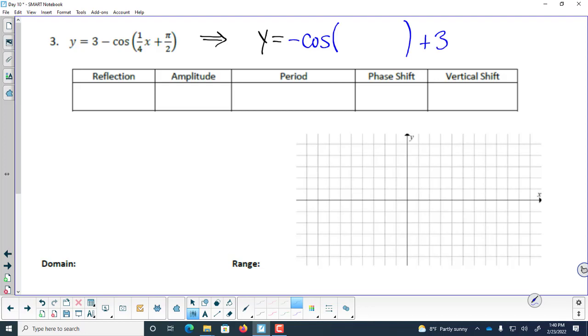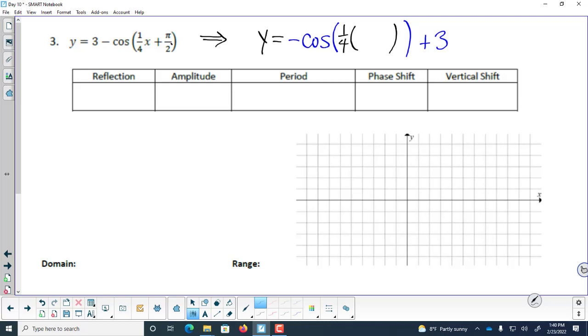That is optional. There is something we must do, though, before we ever start filling in the table. Anybody remember what it is? Look at the last example. Factor out what? The 1/4, right? You have to rewrite this inside here. We have to get rid of the 1/4 on the x. So inside there, you're going to factor out 1/4 from these two terms, so you're dividing both of them by 1/4.